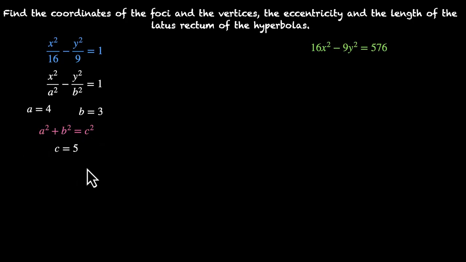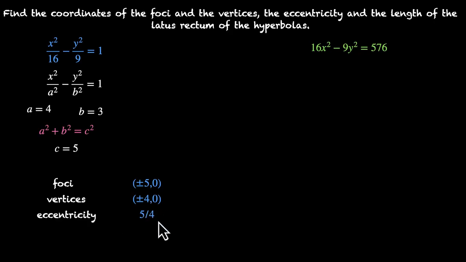Now that we have c, we can figure out the foci. That's going to be equal to plus minus c comma 0. c here is 5, so foci will be plus minus 5 comma 0. What about vertices? Vertices will be plus minus a comma 0. That's going to be plus minus 4 comma 0. Eccentricity is going to be c by a. That's going to be equal to 5 by 4. And we can see that it's greater than 1, which is the case for hyperbolas.